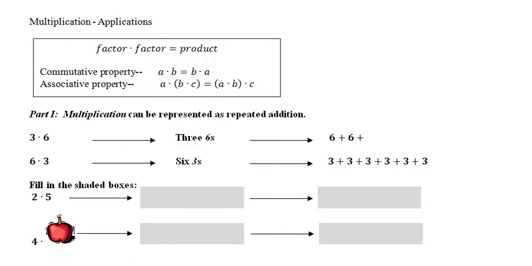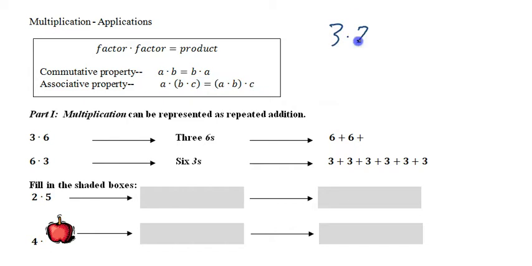Alright, so we have repeated applications of multiplication here, which basically means word problems. What you want to think about is this: factor times factor is product. We also have properties: the commutative property, where you can move them around anywhere you want, and the associative property, where it doesn't matter where you multiply.